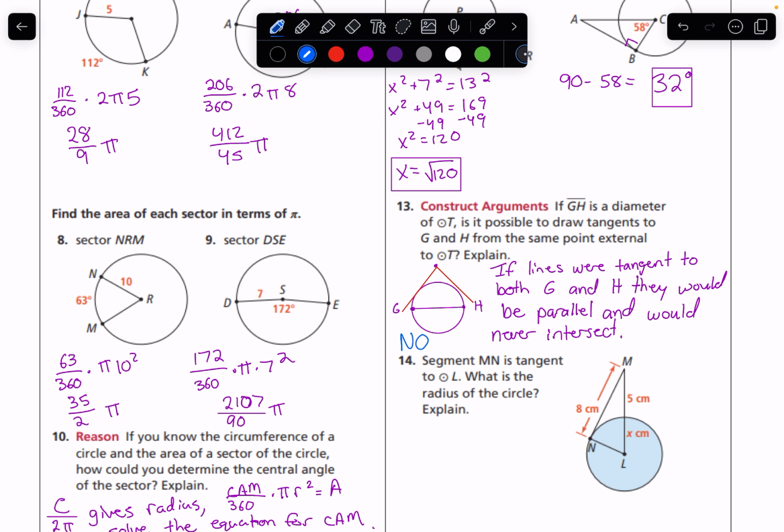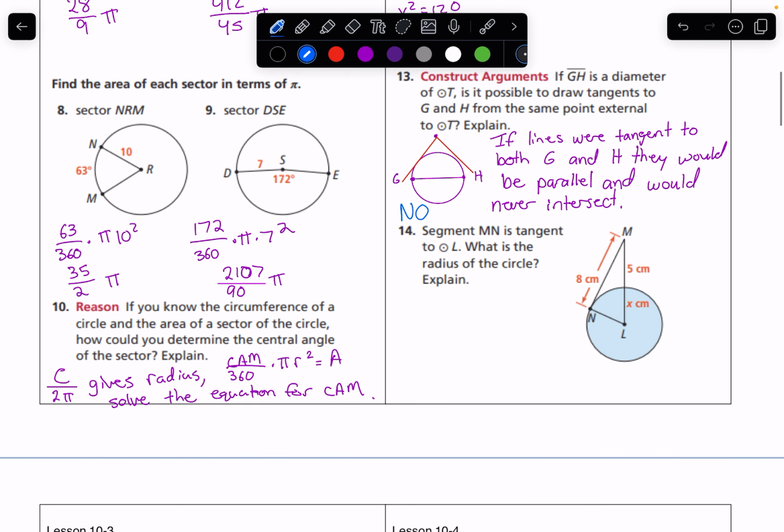Number 14, segment MN is tangent to circle L. What is the radius of the circle? So in order to find that out, we've got the right angle here. We know 8 centimeters. The radius is called x, so we can draw it here as well. And then we can use the Pythagorean theorem. 8 squared plus x squared equals x plus 5 squared.